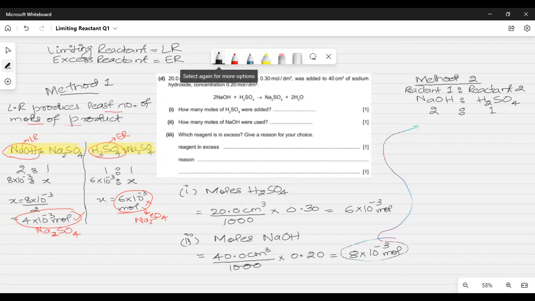So this means 8 into 10 raised to power minus 3. What are these moles going to use? X. Now, this gives me a great idea that X would be equal to 8 into 10 raised to power minus 3, which we're going to divide by 2, which gives us the answer 4 into 10 raised to power minus 3 moles of H2SO4 used.